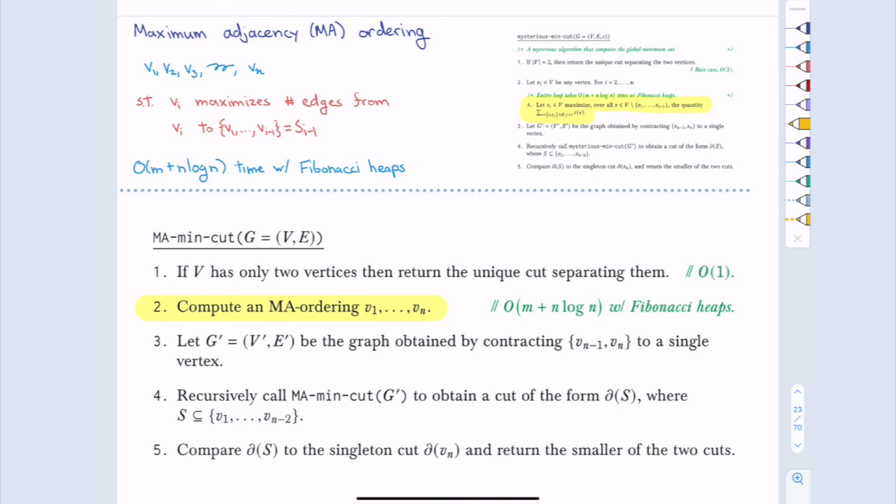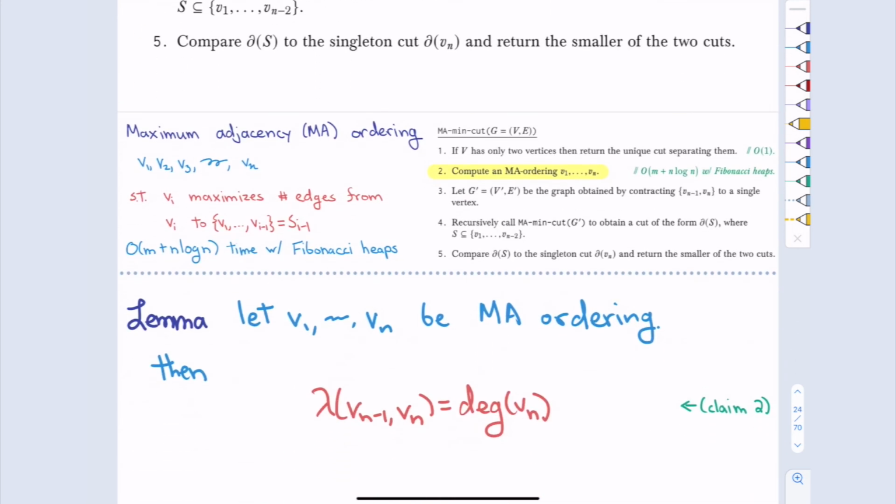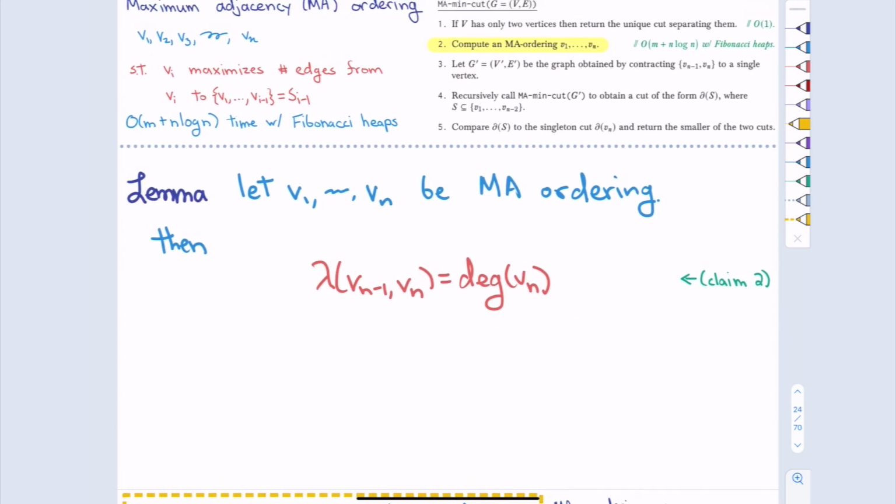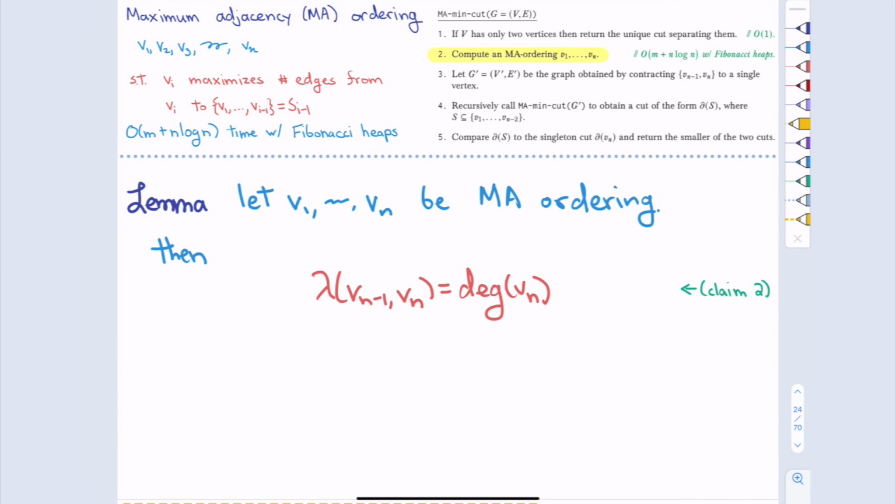So the claim is really saying that the last two vertices in this maximum adjacency ordering have this feature that the minimum cut between them has just the last vertex on one side. The key claim in terms of this ordering again is that the connectivity of the last two vertices is given by the degree of the last vertex, the weighted degree.